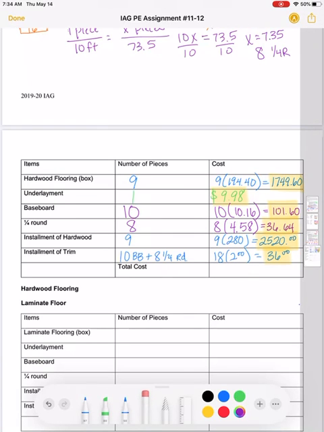Oh, not in highlighter. Hold that thought. Sorry. Okay, let's try this again. It's going to cost me a grand total of $4,453.82. Okay, that's it for this one. We'll be back for laminate in just a second.